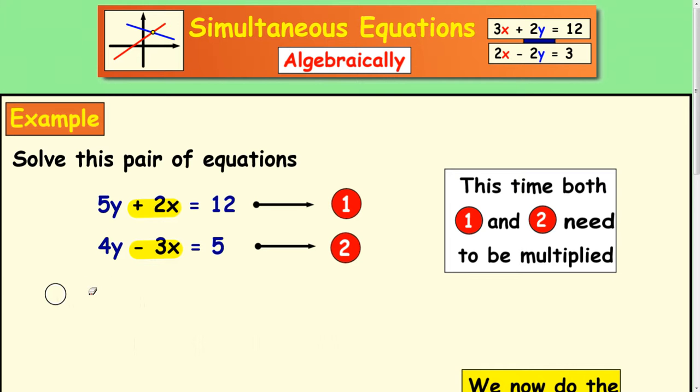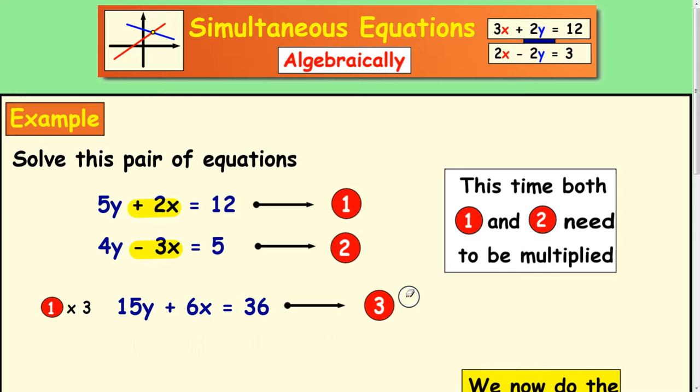So let's do that. So we write a wee instruction at the side. Equation 1 times 3, so 15y plus 6x equals 36, and we call that equation 3. The bottom equation 2, we're trying to get that bit there to make a negative 6, so you times it by 2, but you times that by 2 and that by 2, so equation 2 multiplied by 2. 4y times 2 is 8y, negative 3x times 2 is negative 6x, and 2 5s are 10, and we call that equation 4.